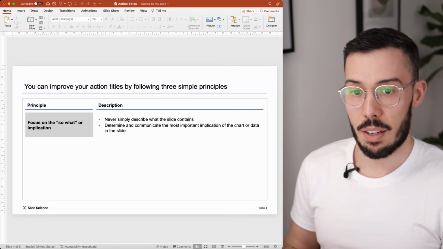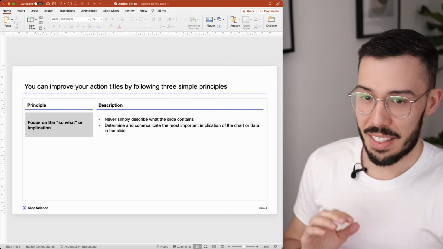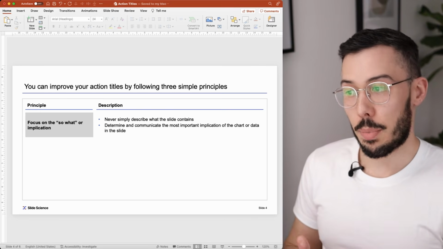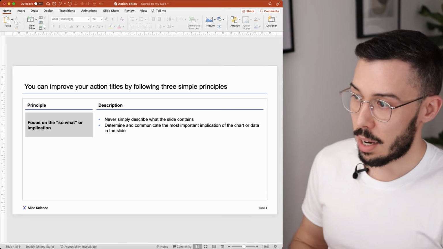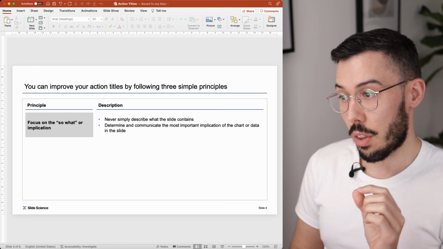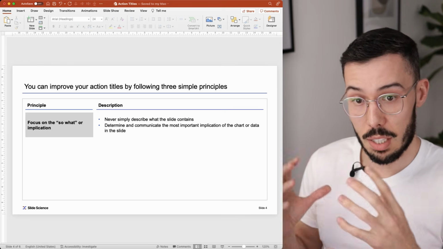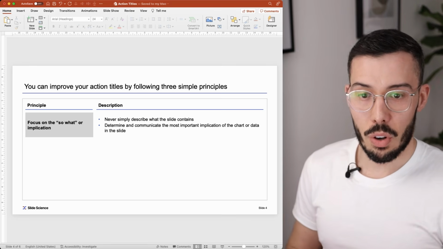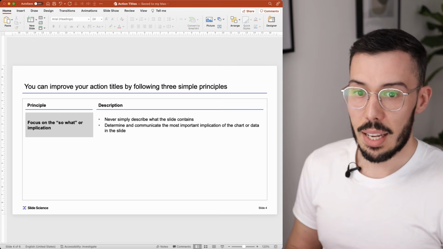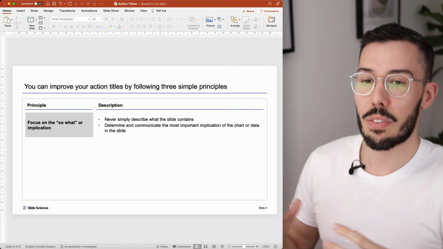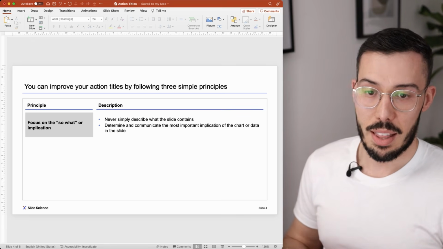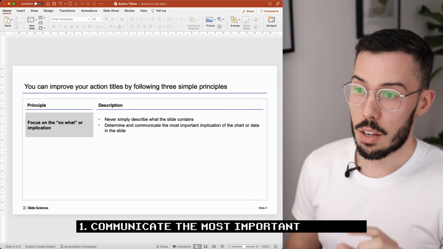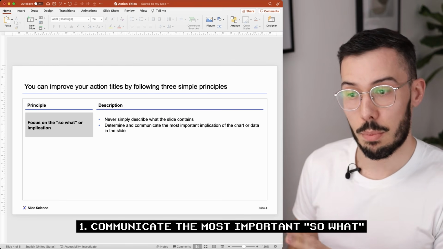So I've talked about this, I'm really dwelling on this point, and the reason is because this is the core of what an action title is. Your responsibility as the person who builds a slide is to determine what the most important implication of the slide body is, and then you communicate that in the action title. So it's not enough to say, here's all of the implications, here's all of the things that I found in my analysis that's on the slide body. Pick out the most important things. You don't have to communicate everything. You have to communicate the thing that's most important to your reader.